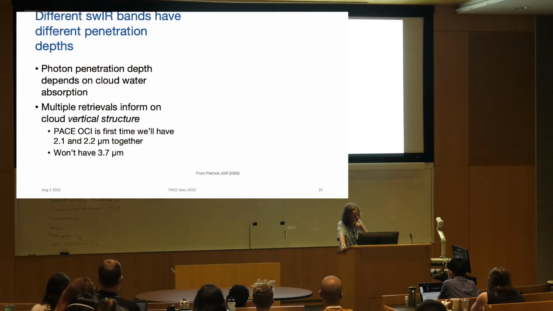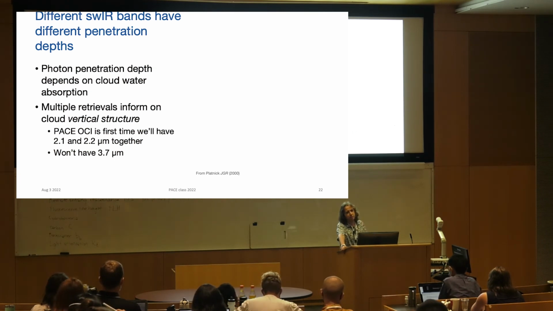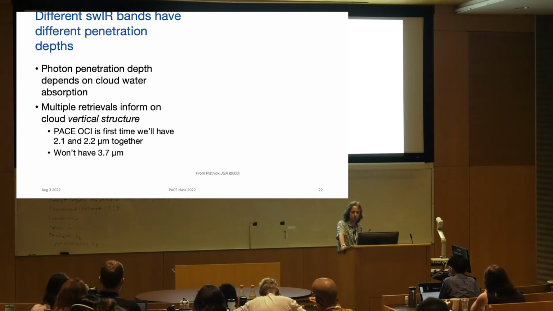And the final note on that is MODIS and VIIRS are our heritage. They tend to use not just one shortwave infrared band, so not just one of these absorbing bands, they use several, and we do the retrieval for each of them. And that's because the signal in those bands depends on the size of the droplets within the clouds.